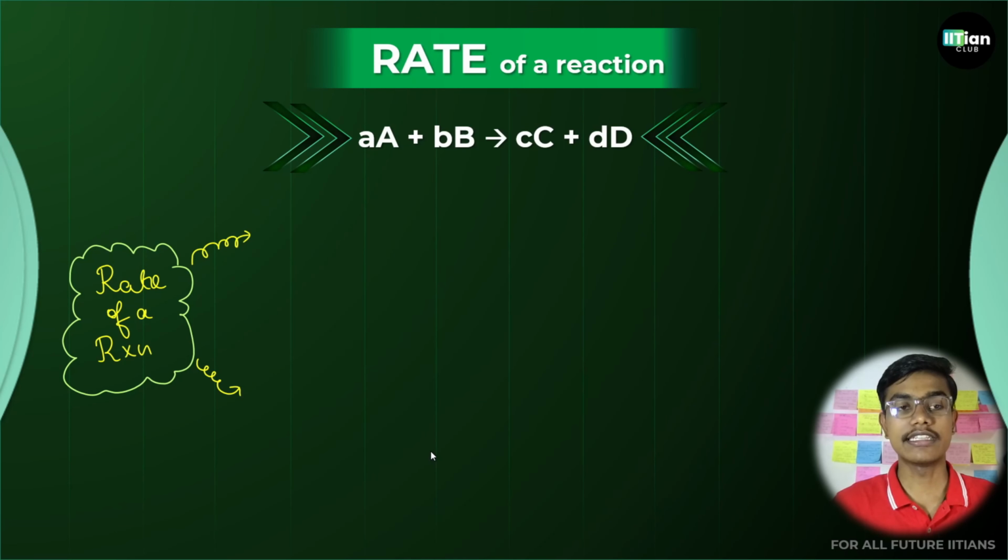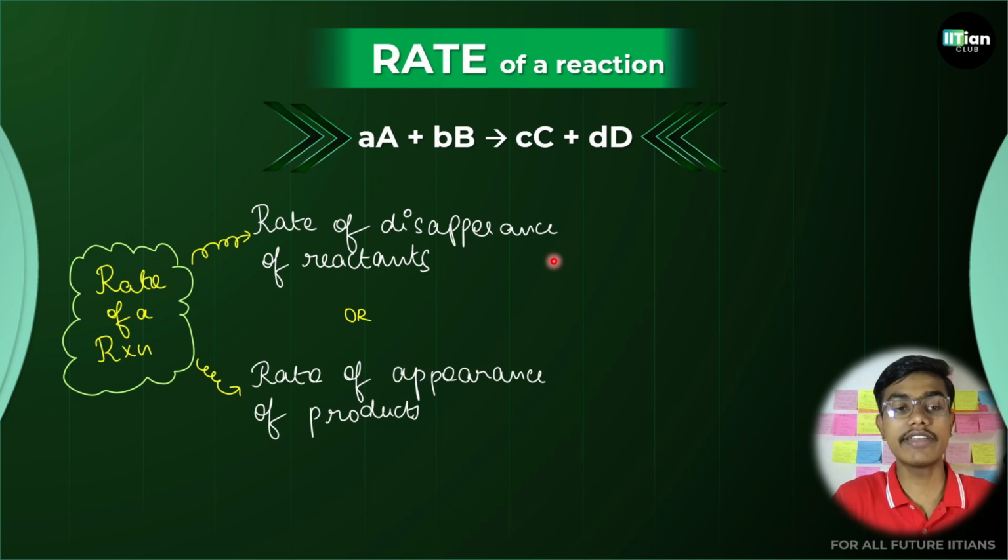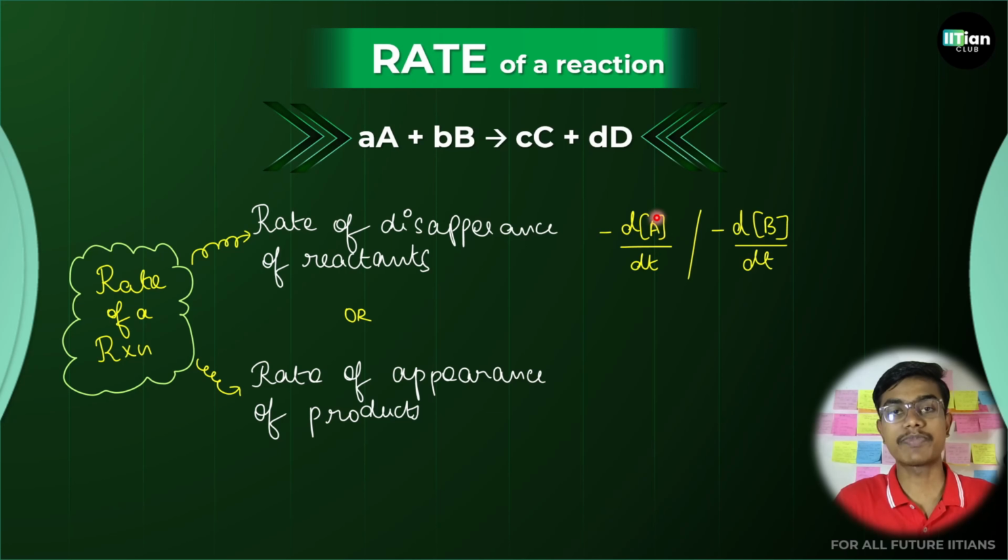Consider the given reaction, that is A plus B giving C plus D. In this, we can define rate of reaction in two ways. One is as rate of disappearance of reactants, and the other way is rate of appearance of products. Rate of disappearance of reactants will be denoted as minus d[A]/dt. That square bracket denotes concentration of A. Minus denotes that A is disappearing.